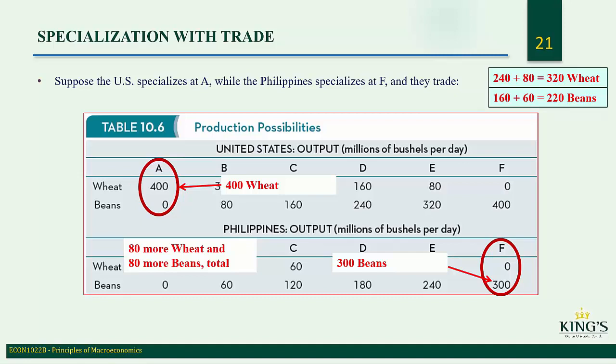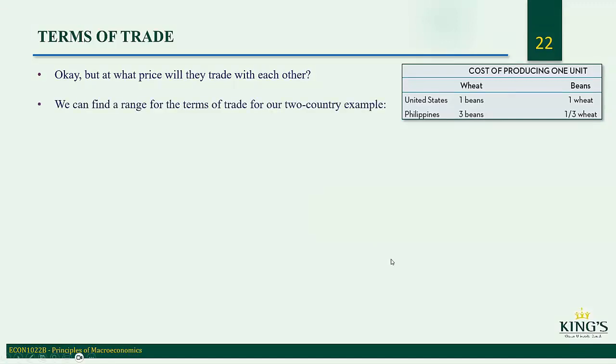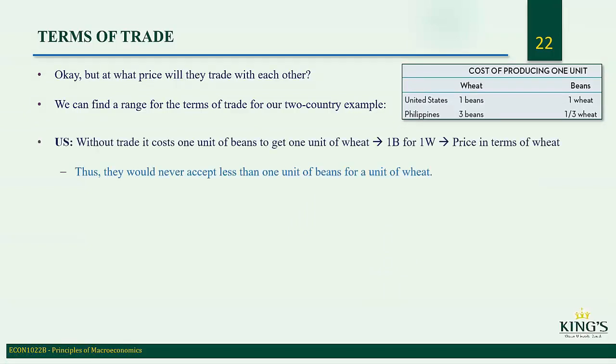And so now you just need to figure out what price they would want to trade at. They would need to come up with some terms of trade. So basically, what price will they trade with each other? Well, you could just think about it. The United States, if they were to make 1 unit of wheat, they'd have to give up some beans, so they'd be happy with giving up less than that. You've just got to think about what their cost is on their own. And then you see that there would be a range in which there'd be terms of trade that would be favorable for both of them, that they both would want to agree on. So without trade, it costs 1 unit of beans to get 1 unit of wheat.